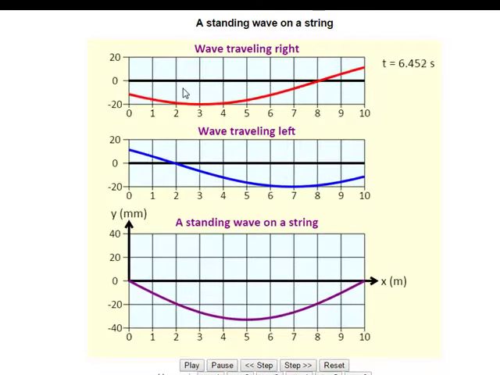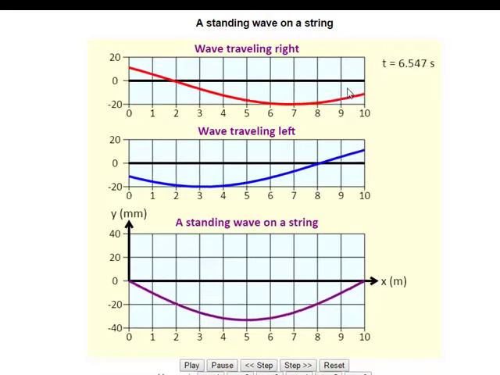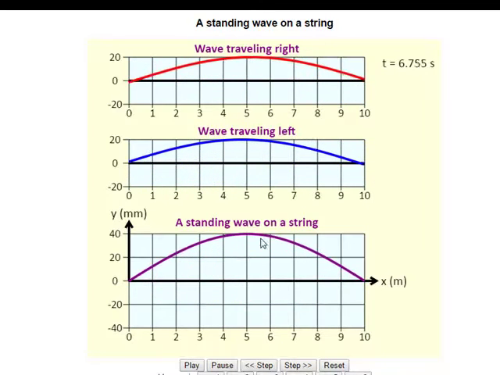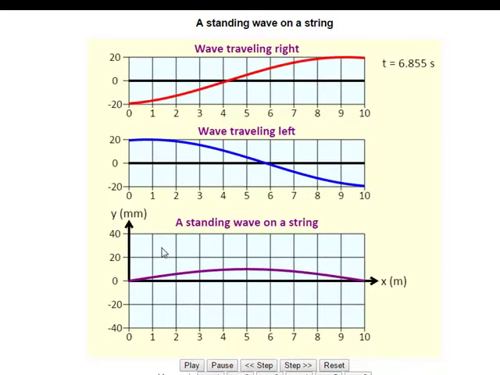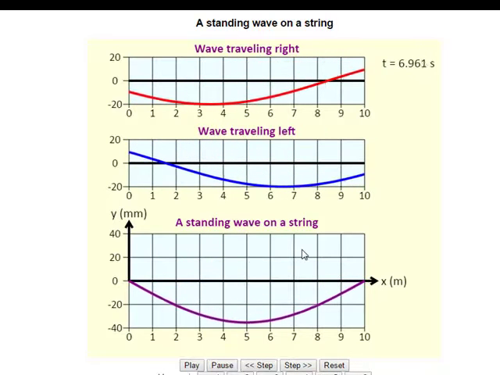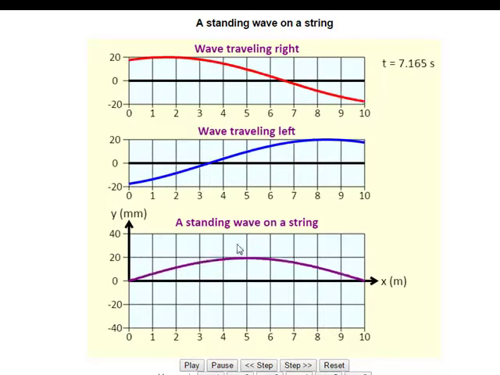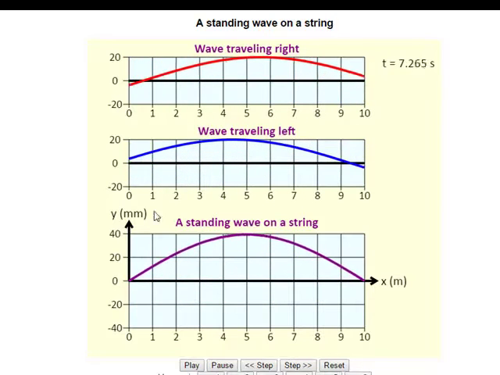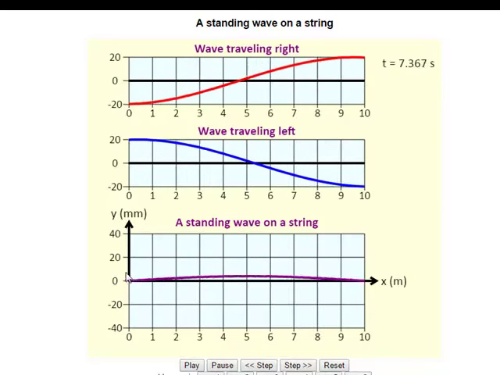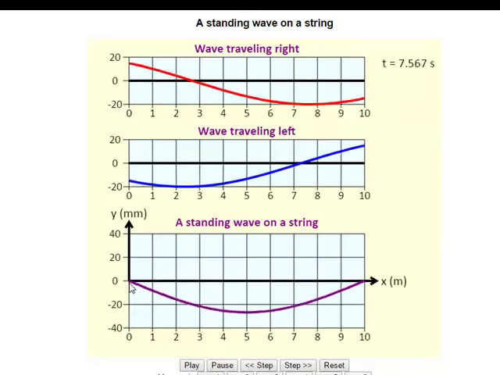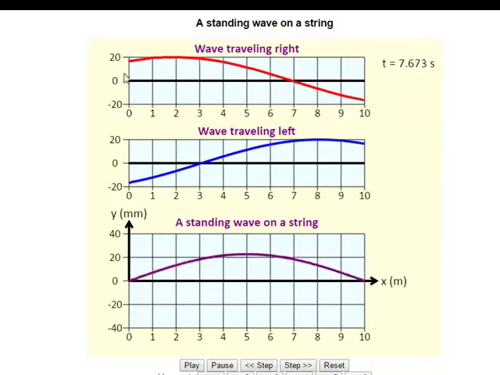Here we have a wave traveling from left to right, the red wave. We have a wave traveling from right to left, our blue wave. They're traveling on the same string, and then we're looking at the two waves added together. This will look a little bit like our recent lab. Notice at this point we have an area where it's not moving, so we know that's a node. But why does it not move at all? Let's take a look at our two waves.